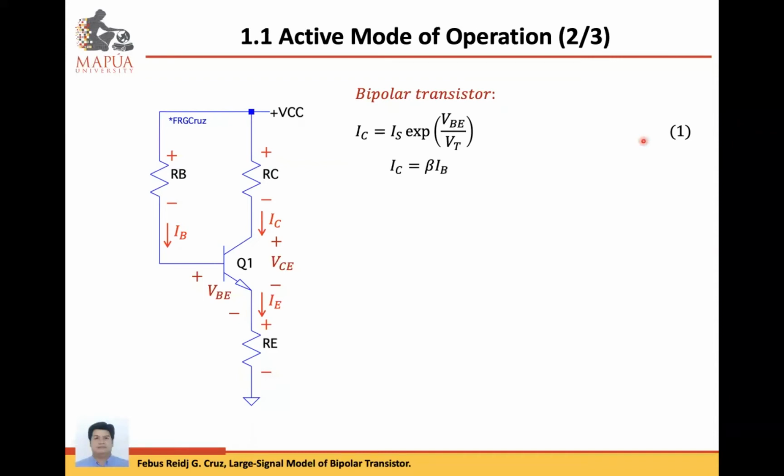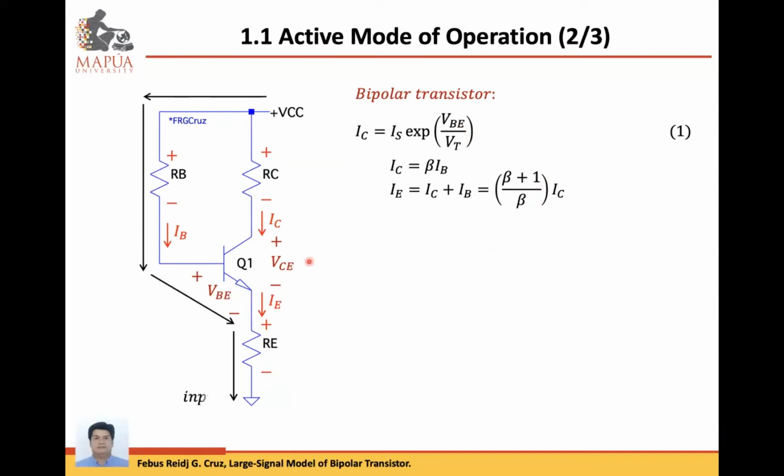But before that, we have another equation, the collector current in terms of the base current. So you have a multiplier beta, which is the current gain. And IE is IC plus IB. So we can also express IE in terms of the collector current, multiplied by beta plus 1 over beta. So again, from equation 1, you have two unknowns, so we'll need another equation. So we can do a voltage loop dito.